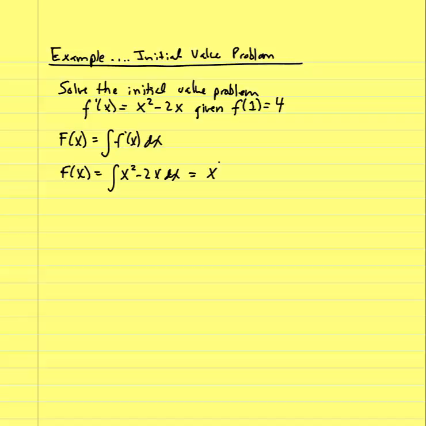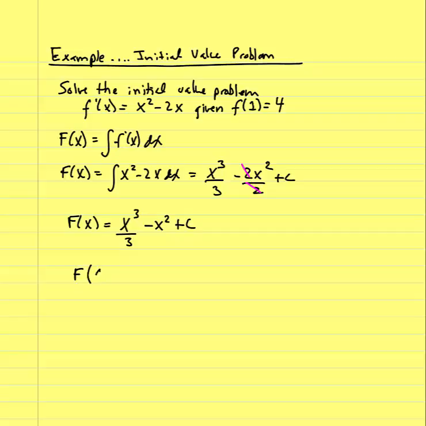So if I integrate, I get x cubed over 3, add 1, divide by the sum, minus 2x squared over 2 plus c. So I have cap F of x is equal to x cubed over 3. The 2's cancel here, so I'm left with a minus x squared plus c. Now we're going to apply our condition to solve for c.